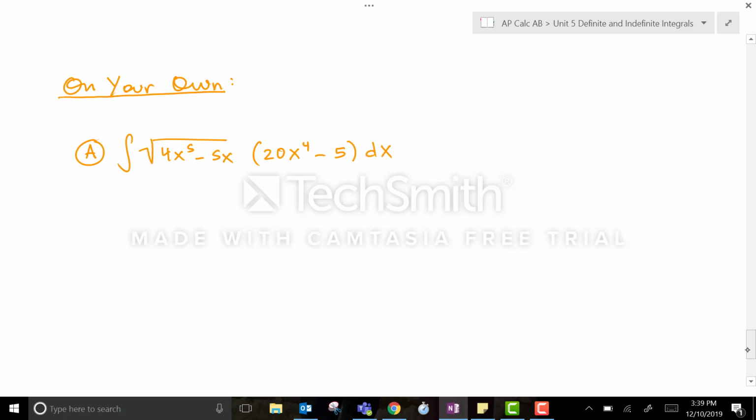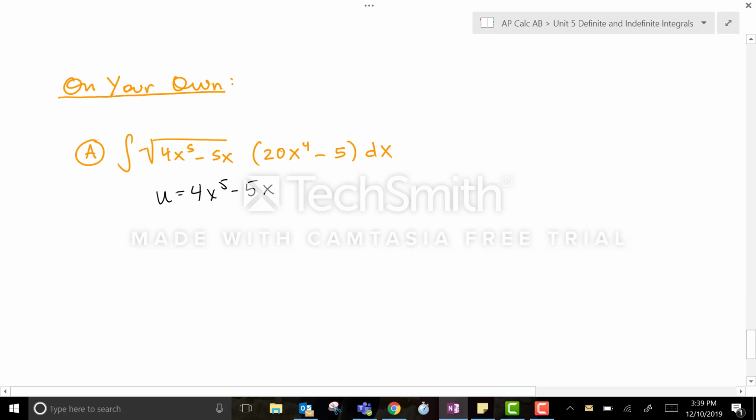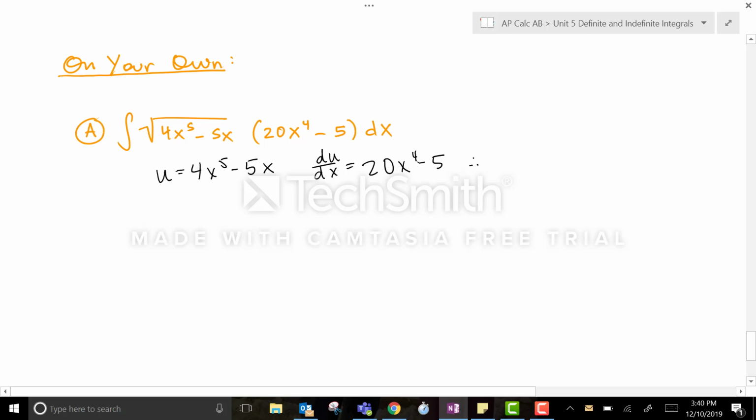Let's look at this guy right here. Let's call u 4x to the 5th minus 5x, because this is my composite function, or it's the function that's inside of another function. Now, u equals 4x to the 5th minus 5x, which means that du over dx is the derivative of this, or 20x to the 4th minus 5. And that means, therefore, dx is going to be du divided by 20x to the 4th minus 5.